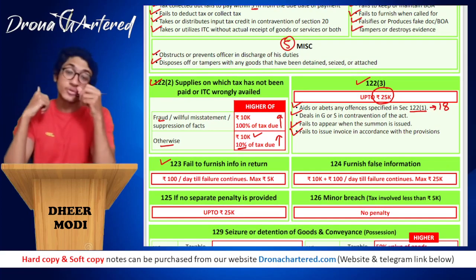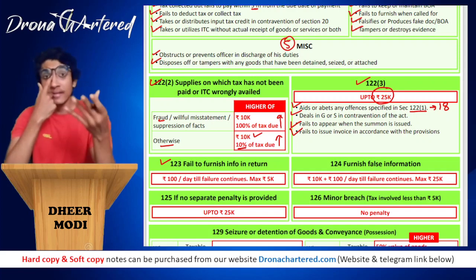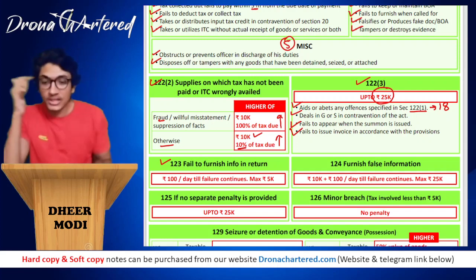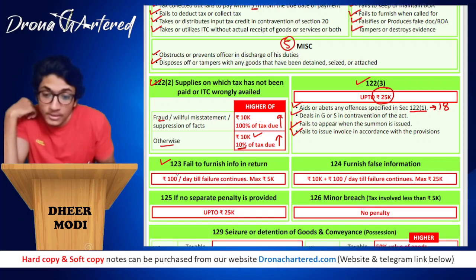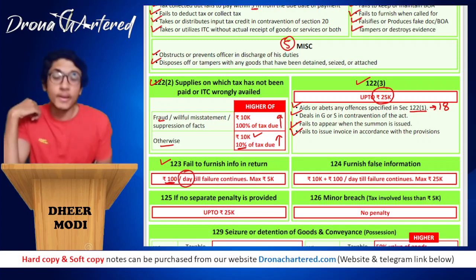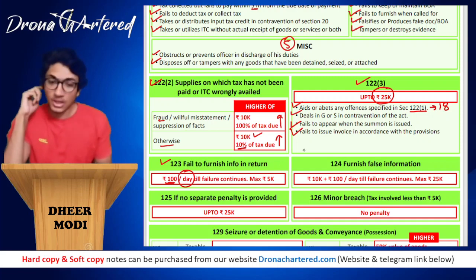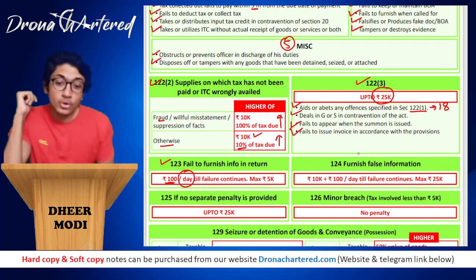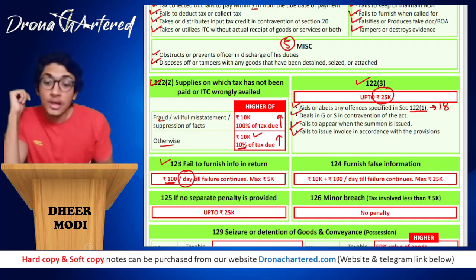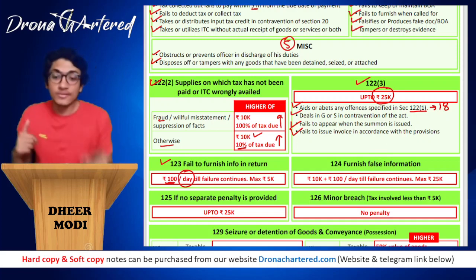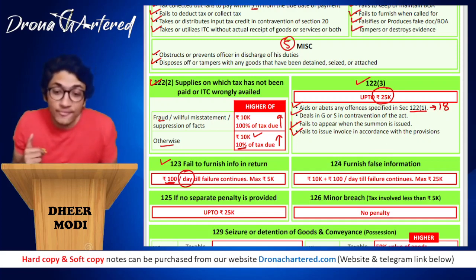Next is section 123. Section 123 talks about failing to furnish information in return. While furnishing a return, if you fail to furnish any information, your penalty will be 100 rupees per day till the failure continues, maximum up to rupees 5,000. And section 124 talks about furnishing false information. So 123 is fails to furnish information and 124 is furnishing false information.